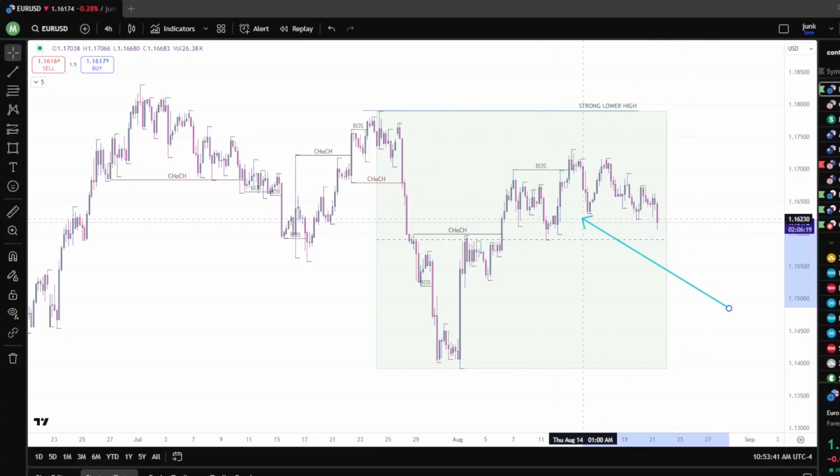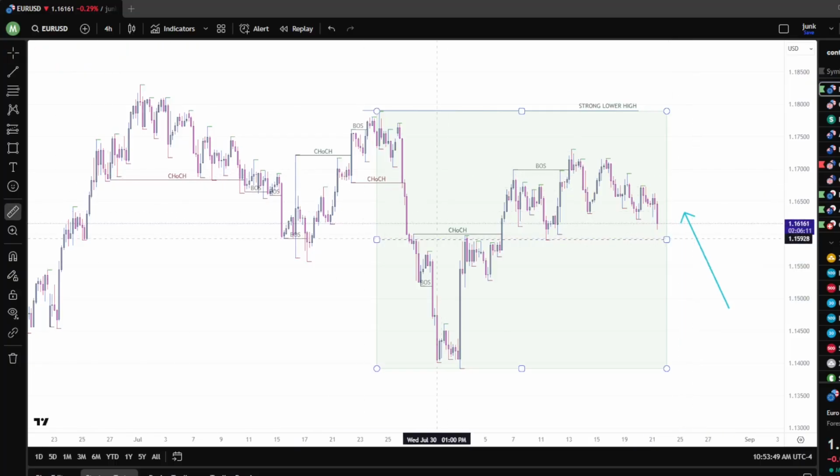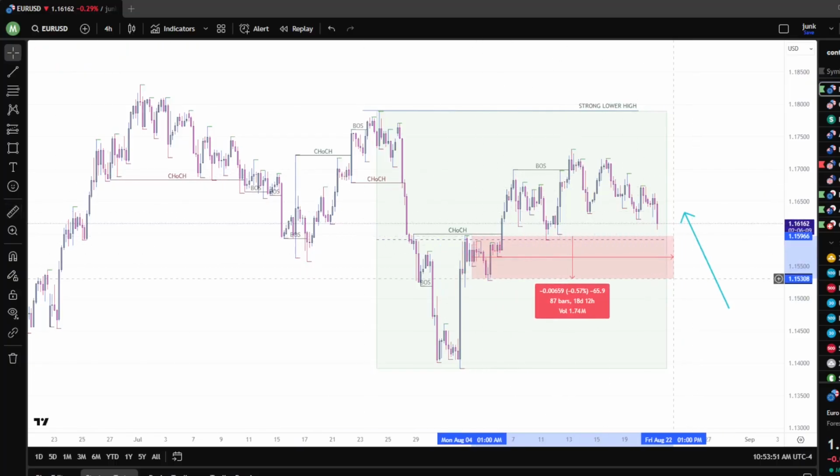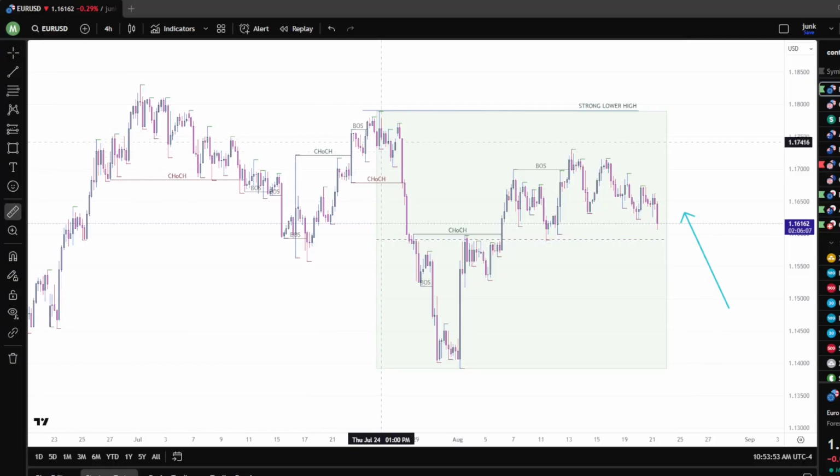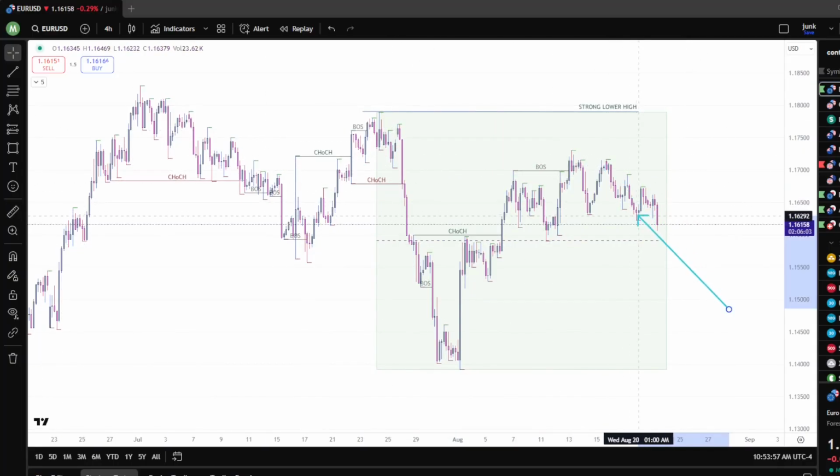If it does continue to push down as the dollar gains strength, then I'll be looking to see if price can pass this area of demand. This area of demand, and we know it's reacting from this area of supply, pushing prices down. But overall, this is an area of consolidation. Price is still in it.